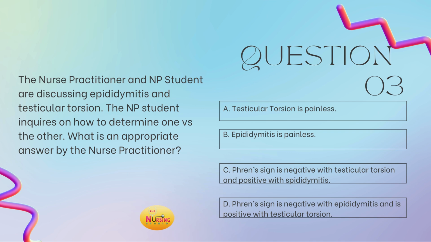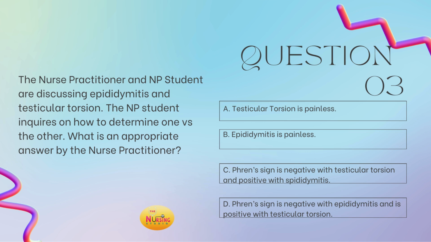All right, so here the stem of the question states, what is an appropriate answer by the nurse practitioner? So what are we responding to? The NP student and nurse practitioner are discussing epididymitis and testicular torsion and how to determine one versus the other. I kind of mentioned this in the first question where I was breaking things down for you guys, but one of the most common ways to differentiate is that friend sign. With epididymitis, the friend sign is positive. And I say think of that because epididymitis has a P in it, testicular torsion does not. P for positive, P for friends, right? So with testicular torsion, the friend sign is negative.